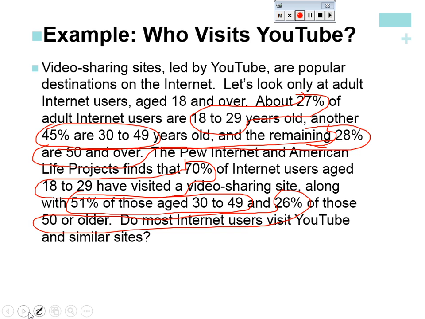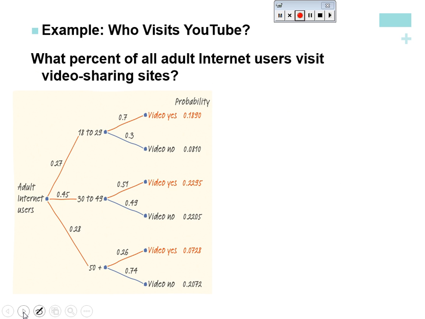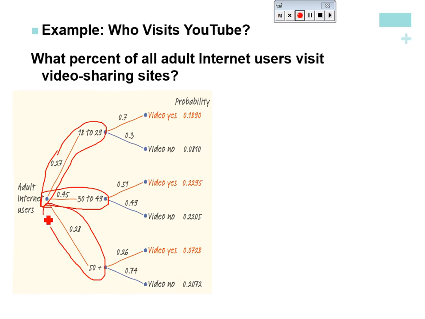So to answer this question, what we're going to do is create a tree diagram here. So just giving you a synopsis of what we did here. First we broke it down by internet users. So we have 27% are from 18 to 29, 45% are from 30 to 49, and then 28% are 50 and over. And then out of each of the different groups, have they posted videos to a video sharing site?